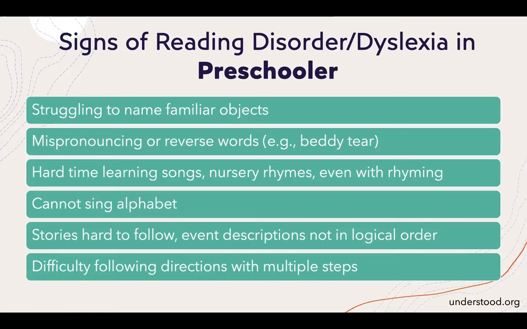Having a hard time following stories or event descriptions in a logical order. And what I mean by that is when we have preschoolers who can't follow really basic storylines, and if they are trying to describe an event, perhaps a simple event, it's hard to follow, and they're not able to put that event into a basic order. And then when it comes to following directions in general, this can be a sign of a few different things, but it could be a sign of a learning dysfunction. So difficulty following directions, certainly with multiple steps.